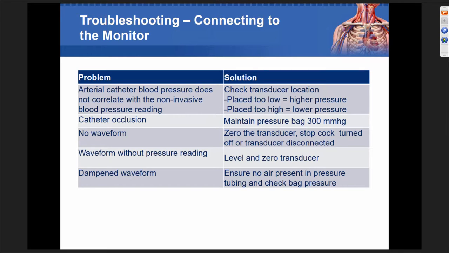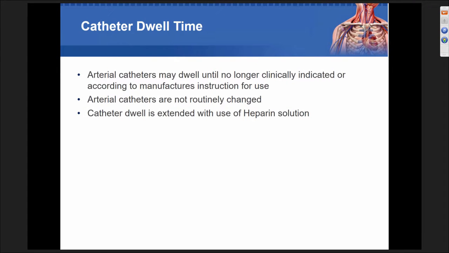You're always going to make sure you're level and zero for your transducer. Remember that mean is very tight. And then for a dampened waveform, again, remove any air from the system and make sure your bag is inflated to 300 millimeters of mercury. So catheter dwell time is really specific to the hospital and what metrics you're tracking.